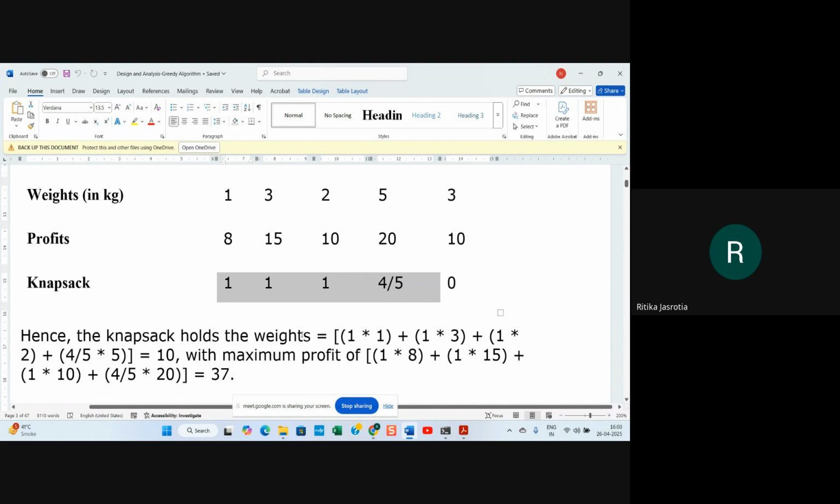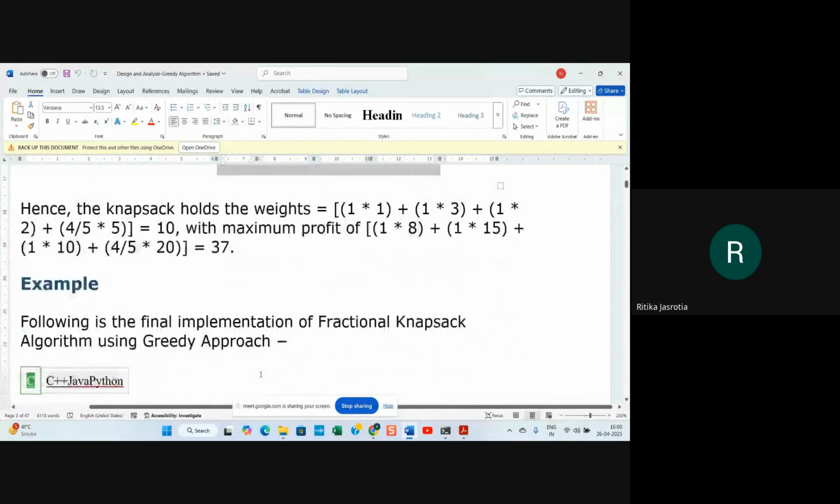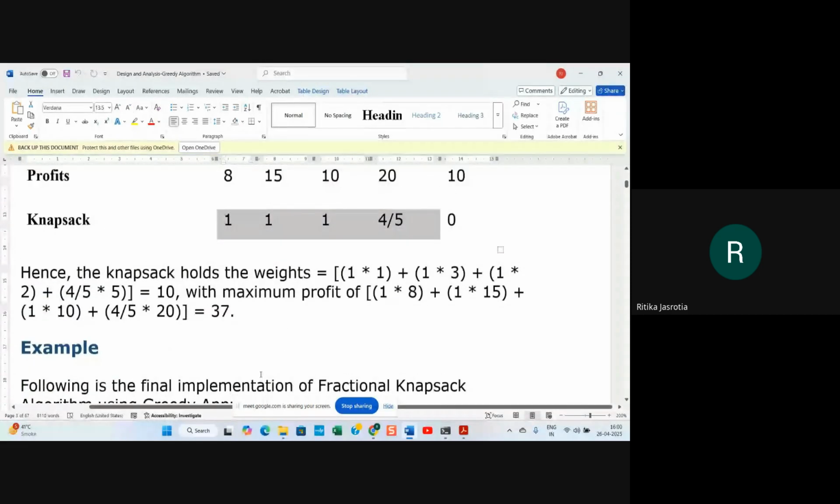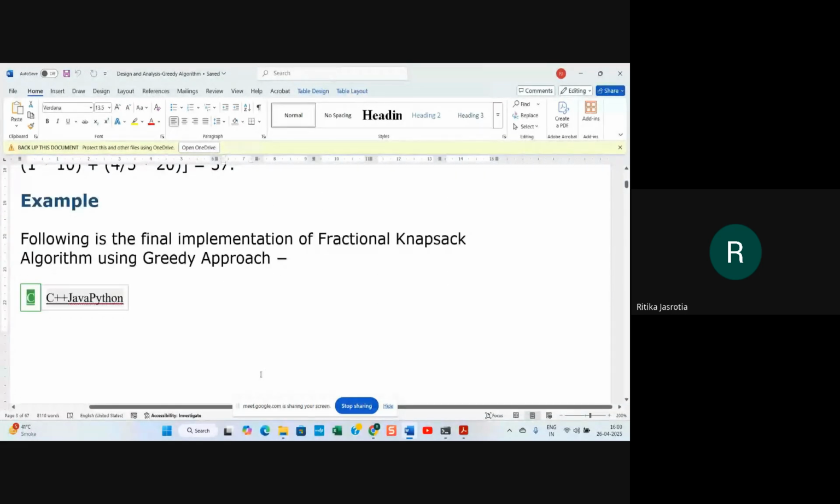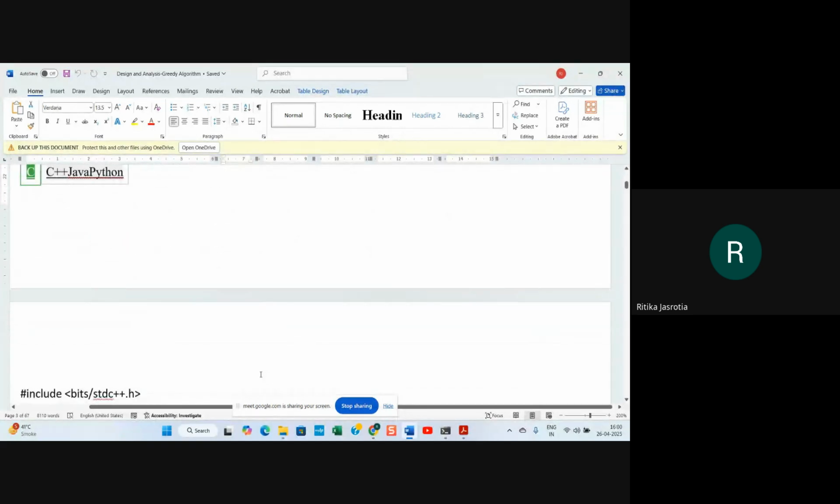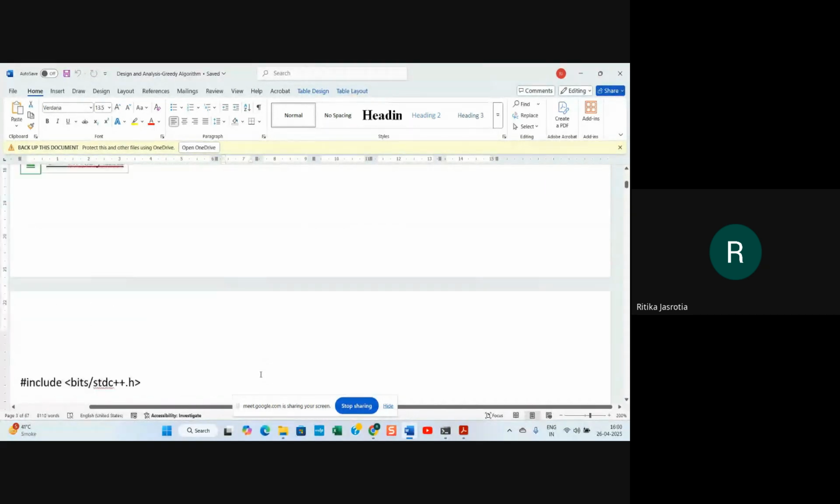That is okay. Now we have to calculate the maximum profit. So it will be 1 into 8 plus 1 into 15 plus 1 into 10 plus 4 by 5 into 20, which is giving you 37 as the total profit. So this is what the algorithm is, how the fractional knapsack works.